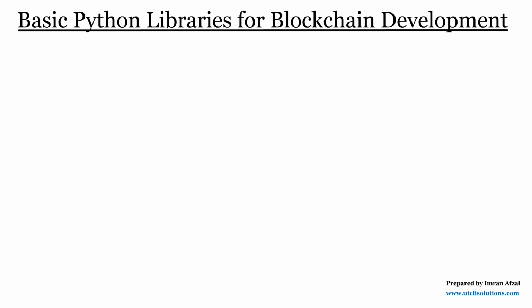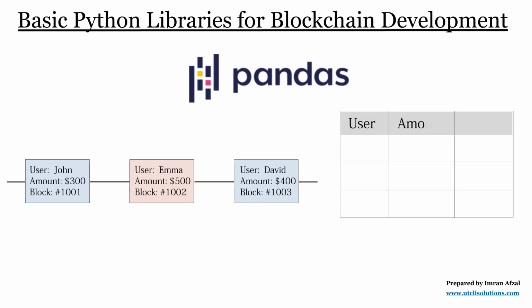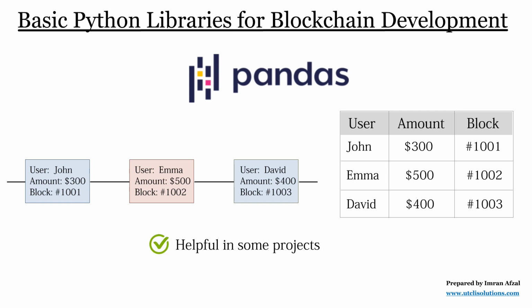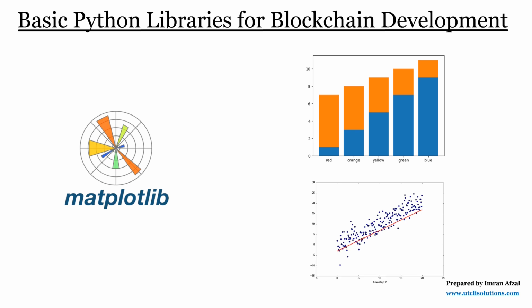Some developers use pandas if they are doing data analysis on blockchain records. Pandas can help sort, group, or display blockchain data in tables. It's not required, but it can be helpful in some projects. We can also use matplotlib if we want to draw charts or graphs based on blockchain data. Again, this is more for analysis and visualization, not for basic blockchain work.